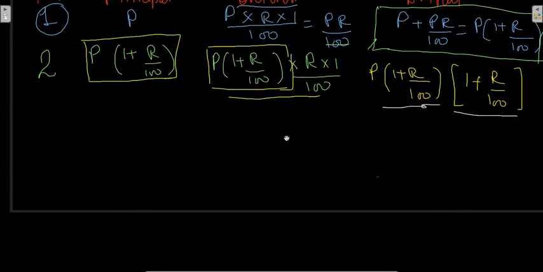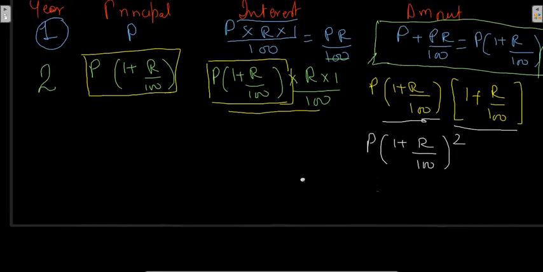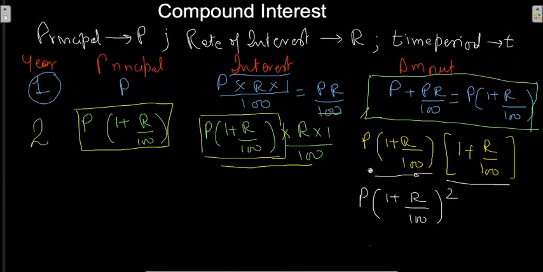So what we can do is, when the bases are the same, the powers get added, right? So we can rewrite it as P into 1 plus R over 100 raised to the power 2. Let's have a look at this. When our time period is 1, we have P into 1 plus R over 100, and here also P into 1 plus R over 100. The only difference is here we have the power as 1, here we have power 2.